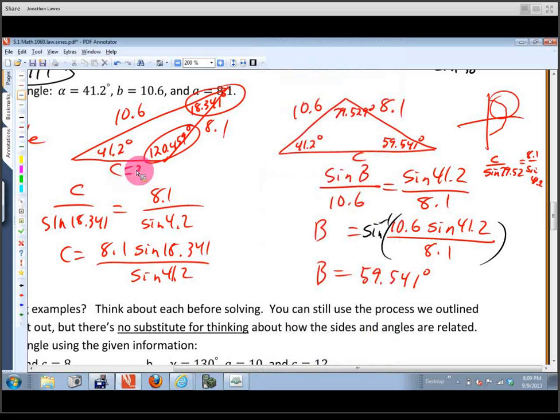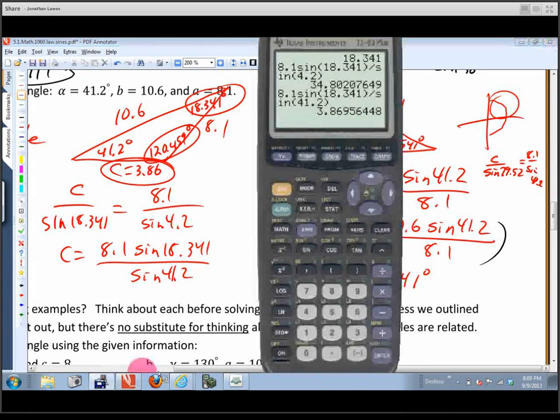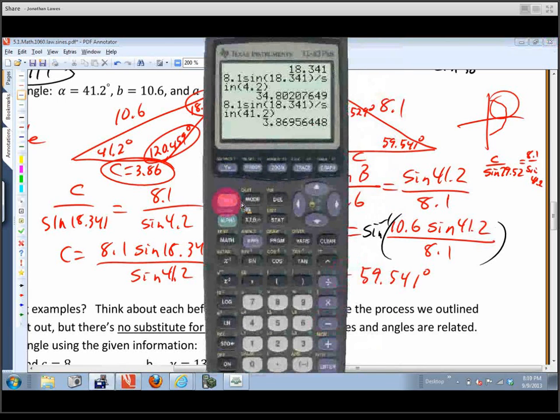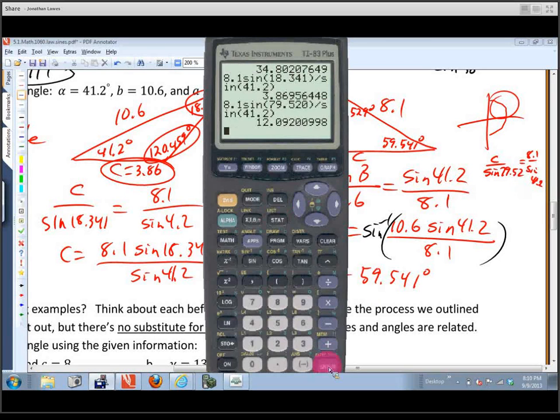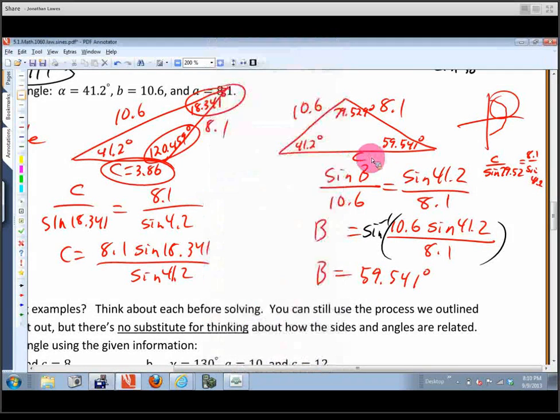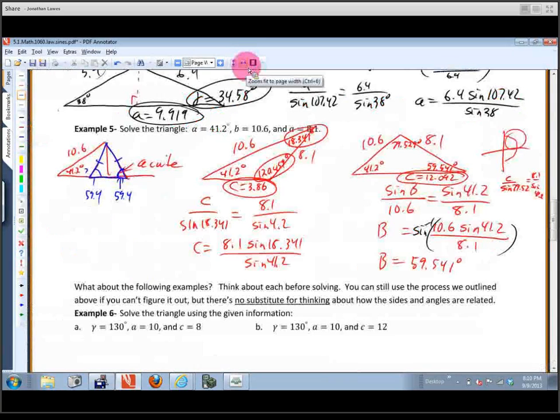Okay. Now let's compare that with what we'd get over here. We're expecting this to be the largest side, and if I were to solve that, I'd have 79.52 up there. So if I were to grab the calculator, and all I need to do is 79.52, and we'll put a 0 on there. Sine of 41.2 is on the bottom, and we get 12.092. We're expecting it to be the biggest side, and it does turn out to be that way. So that's the ambiguous case.